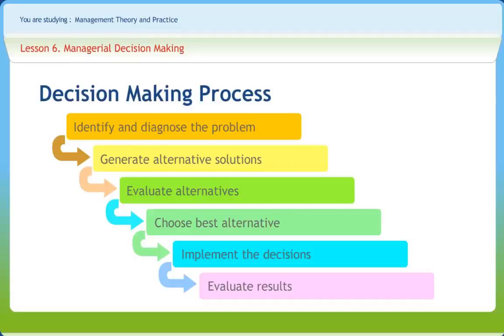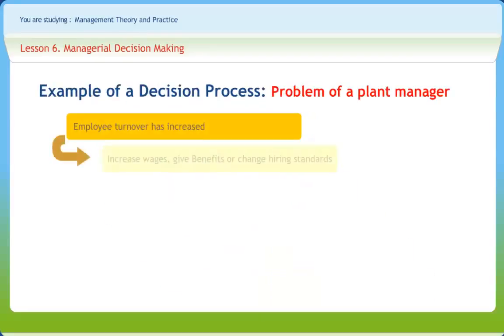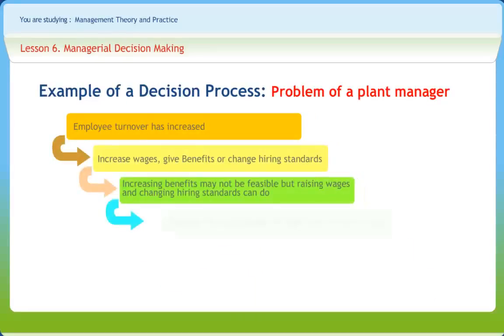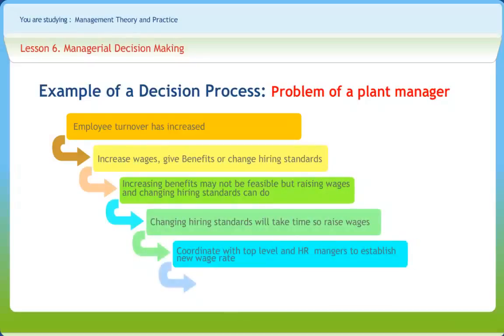Decision makers gather information and try to learn if the implemented decision achieved its goals. The availability of accurate and timely information and feedback permits the decision maker to make a thorough evaluation and to determine whether modifications are needed. This slide shows the problem of a plant manager who is bogged down by the increase in employee turnover and how he finds a successful solution to the problem.